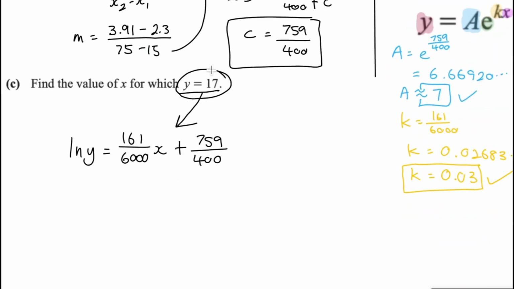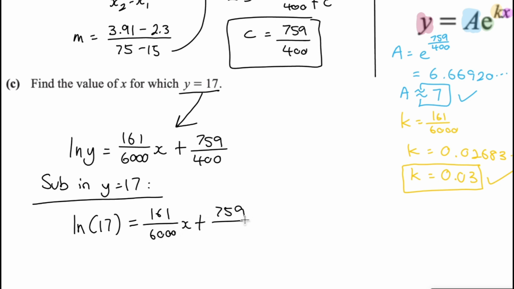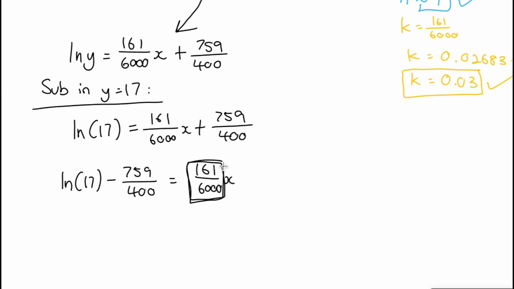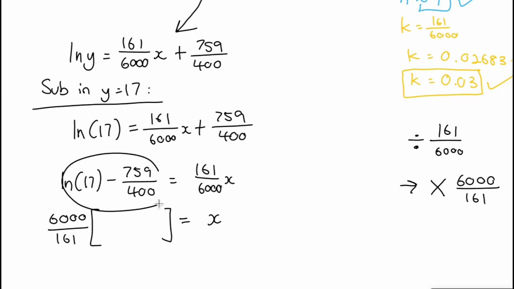When I substitute in y as 17, that will look something like this. Remember, we are only subbing in y, so this becomes ln 17. And this is now an equation where we would just have to solve for x. So let's go ahead and isolate x by first moving 759 over 400 over. That would become a minus 759 over 400. And to isolate x, I would have to divide by 161 over 6000. If you divide by the fraction 161 over 6000, it's the same as timesing by the fraction flipped upside down, 6000 over 161. So x is equal to 6000 over 161 multiplied by everything you see on the left hand side.